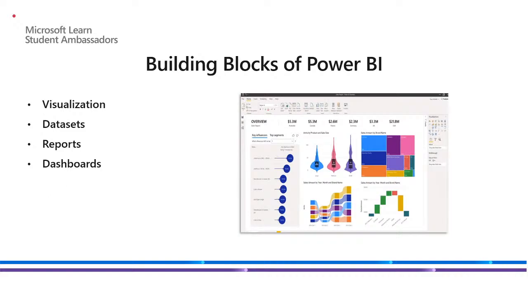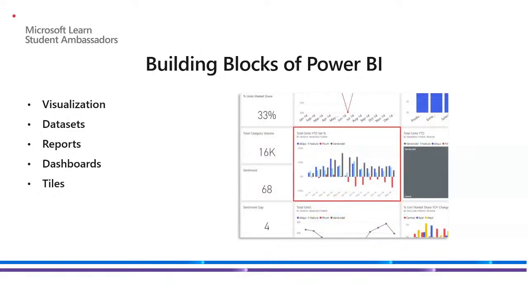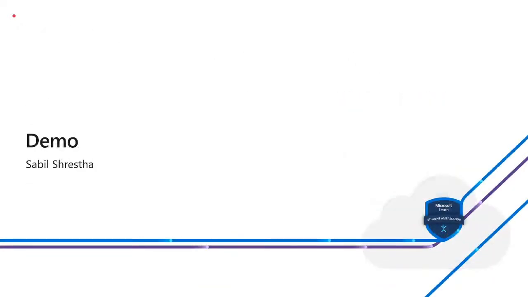And then you have tiles. Individual visualizations put on a report or published to a dashboard are called tiles. This is a single rectangular clip and holds the information. Now, having talked about all the points about Power BI, let's go further and get into the demo part.